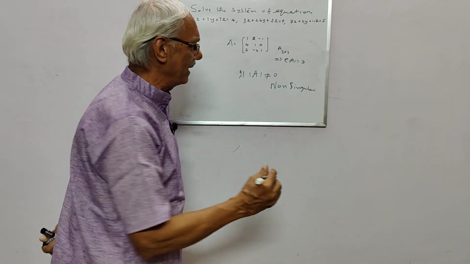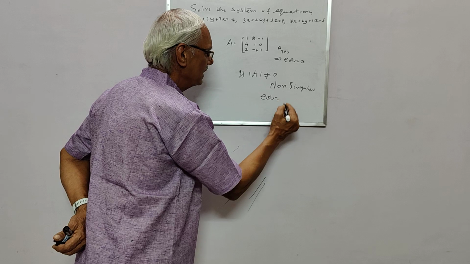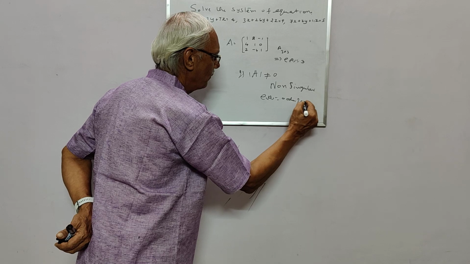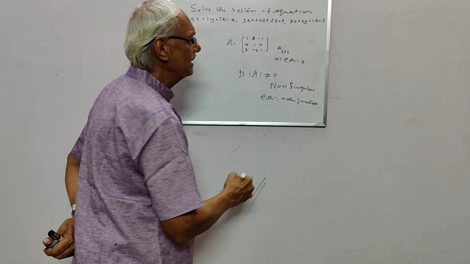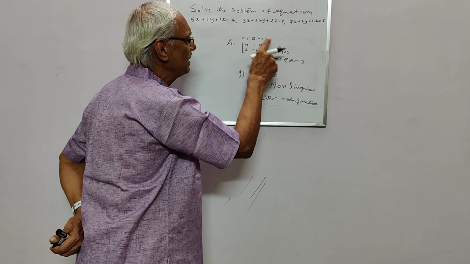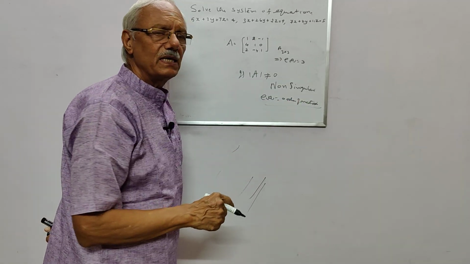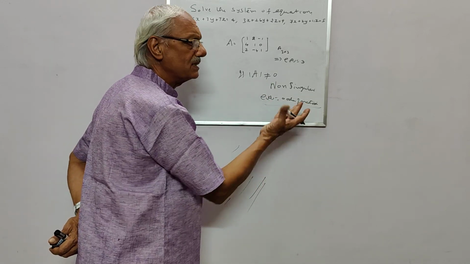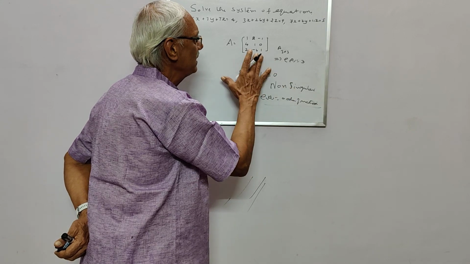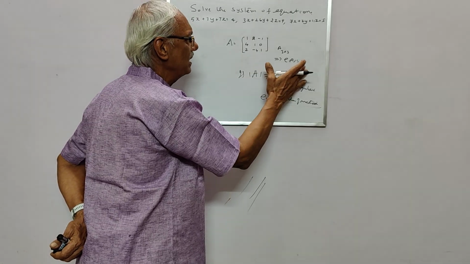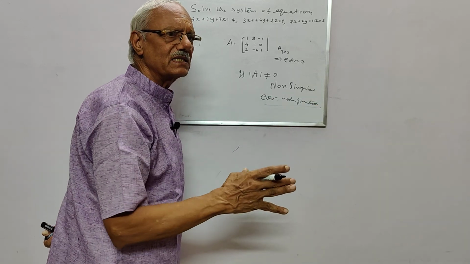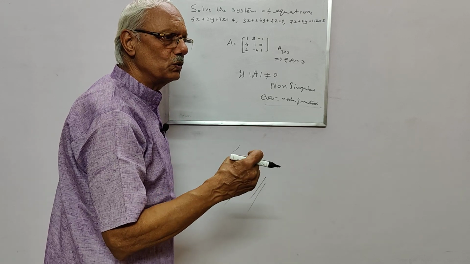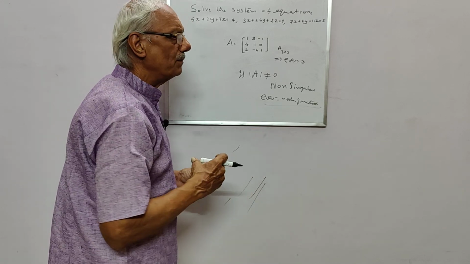If it is a non-singular matrix, then the rank of A is equal to the order of the matrix. Here, 3 cross 3 means that if the determinant value is not equal to 0, the rank will be equal to the order of the matrix, which is 3. Therefore the rank of the matrix will be equal to 3. Let us check that.